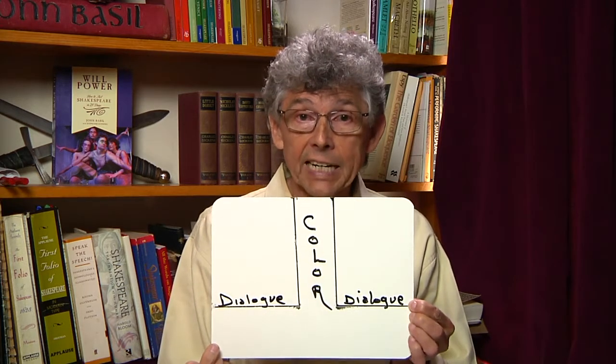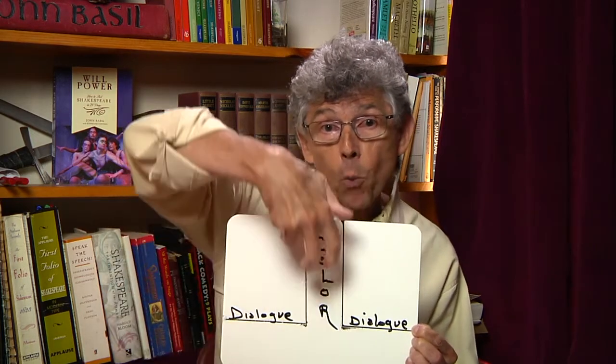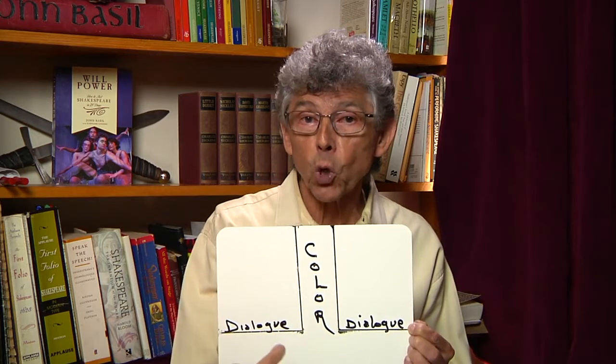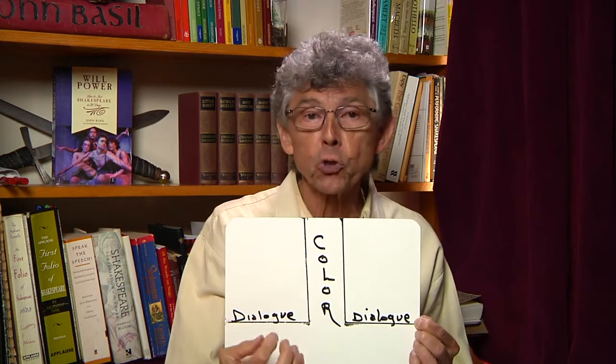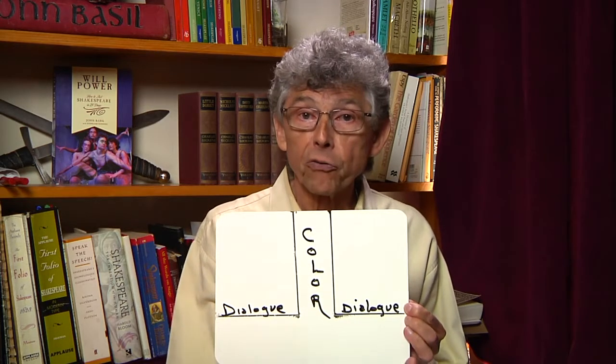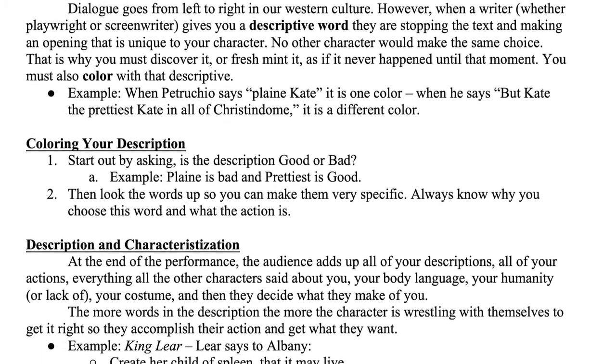This example is an actor saying dialogue, and then when a descriptive word happens, the playwright literally stops it and they open up the line. And they're saying to you, put a color in there. Make the descriptive word a color so that it produces some quality, some characteristic that is unique to the person you're playing. When you're finished, it goes back to the line and the dialogue continues. The descriptive word is unique to your character. No other character would make the same choice. That is why you must discover it or fresh mint it as if it never happened until that moment. You are the color and the description. All this will be available to you in this handout.